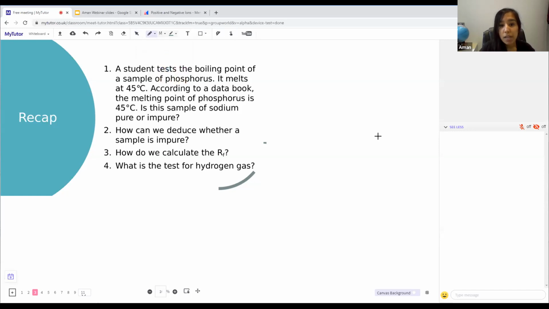So remember I said there are 3. It will melt or boil over a range of temperatures. And the second thing that we can say is that the melting point will tend to decrease and the boiling point will tend to increase. So the trend with impure substances is that the melting point decreases and the boiling point increases. And the other point that we need to know is that they will tend to melt or boil over a range of temperatures.